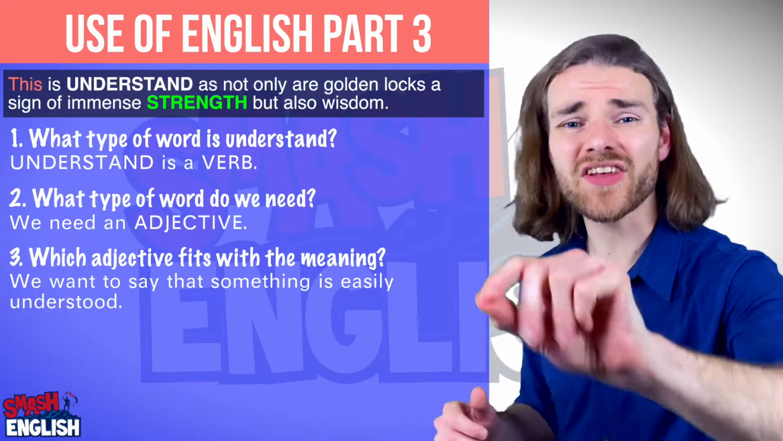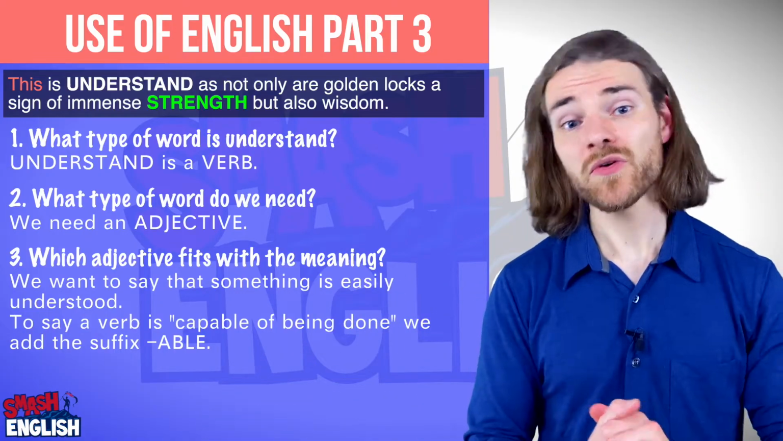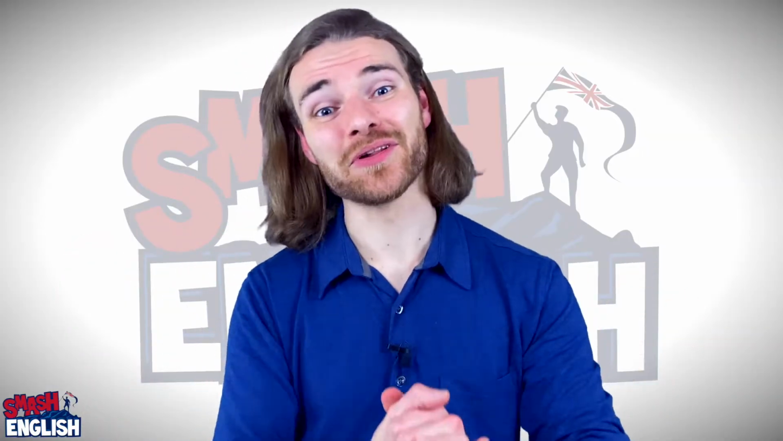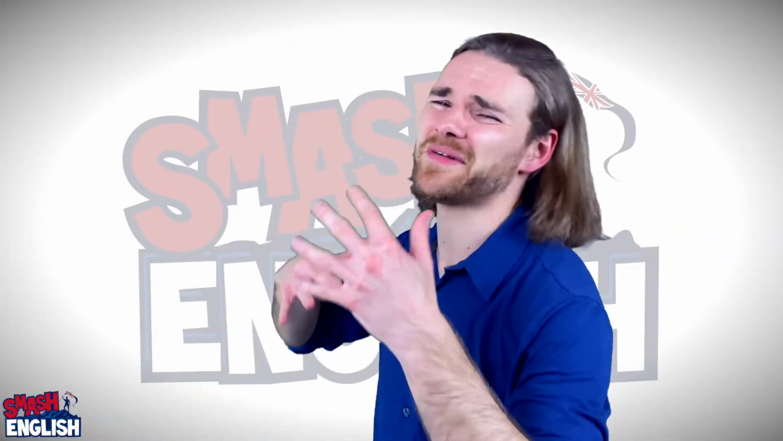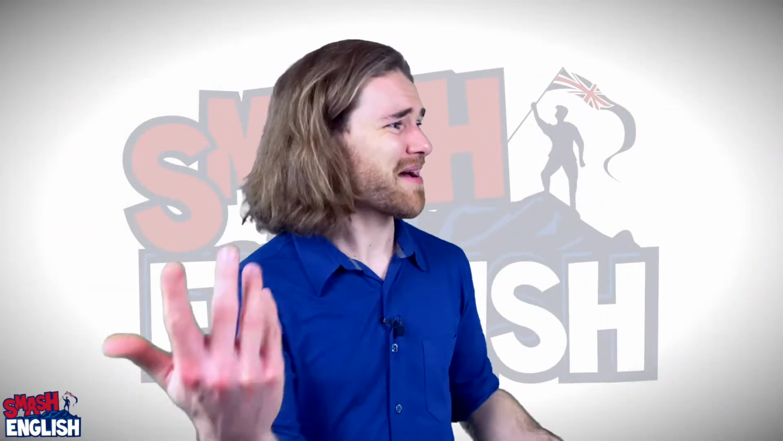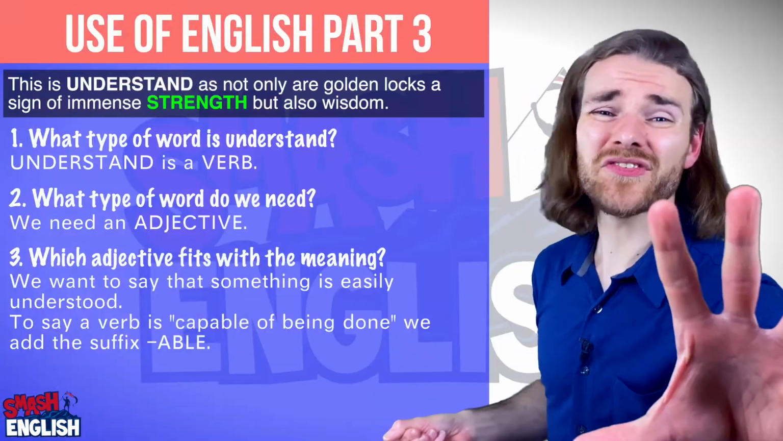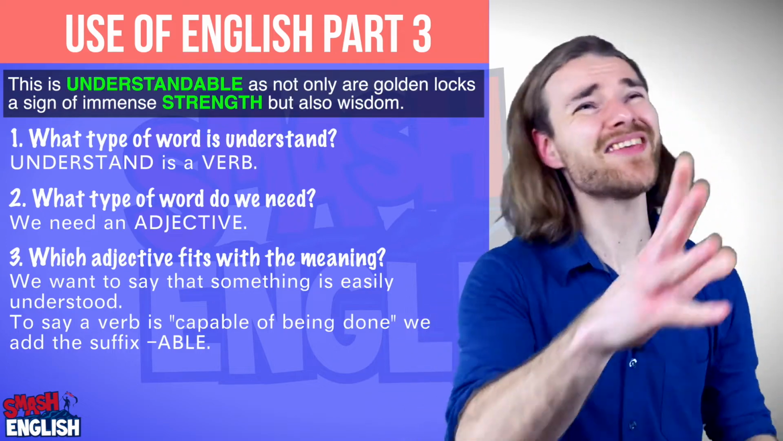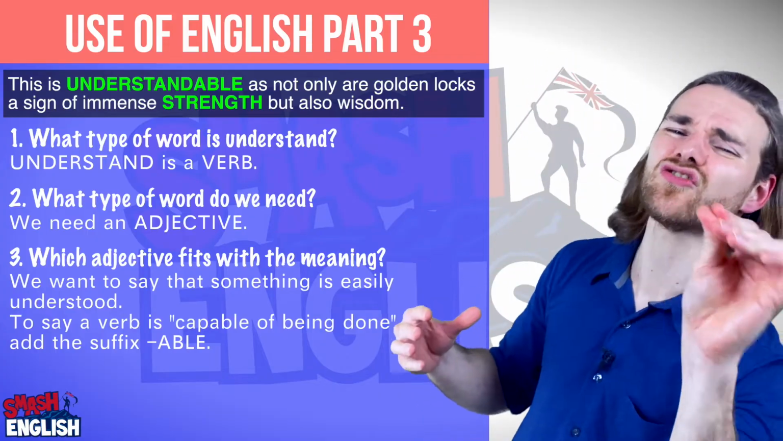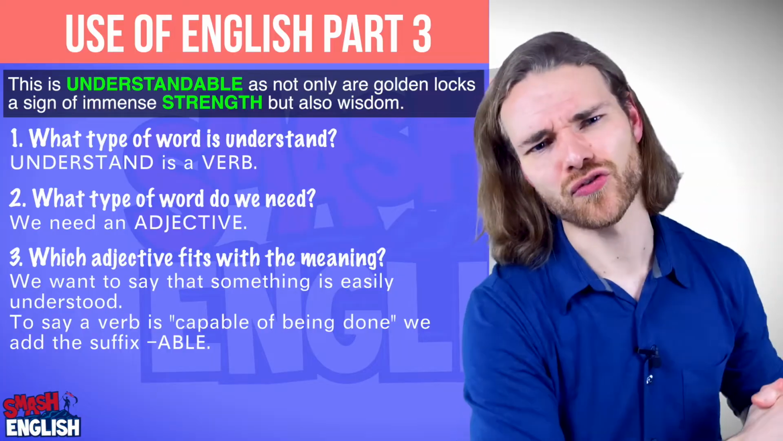We want to say that something is easily understood, or that something is capable of being understood. If we want to say that a verb is capable of being done, then we add the suffix able. For example, the race is winnable. My face is kissable. With Smash English, the B2 first exam is smashable. Oh, brilliant. That's the name of the channel and everything. Smash English, smashable, transformations, knowledge. This gives us the adjective understandable. This is understandable, as not only are golden locks a sign of immense strength, but also wisdom. It's true. It's damn true.